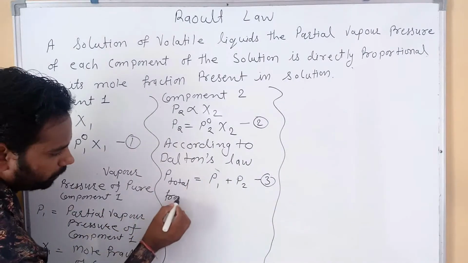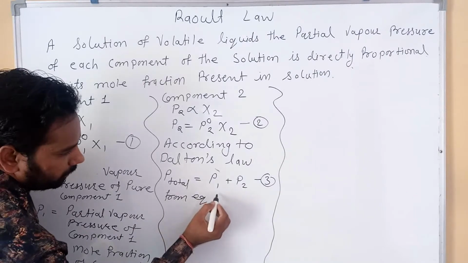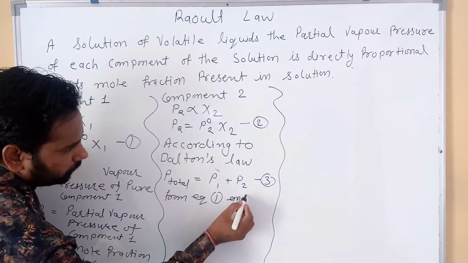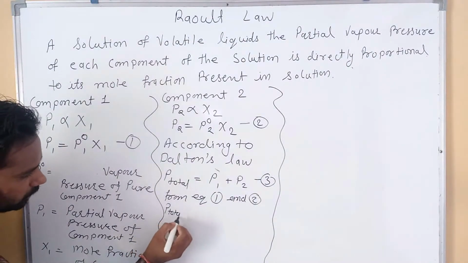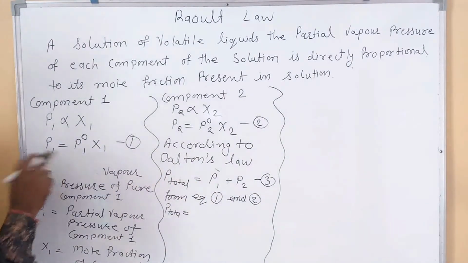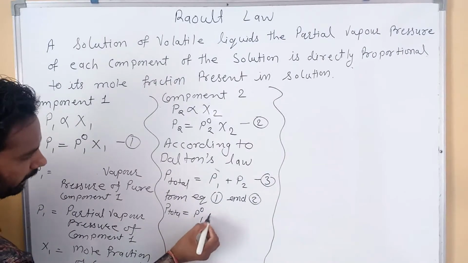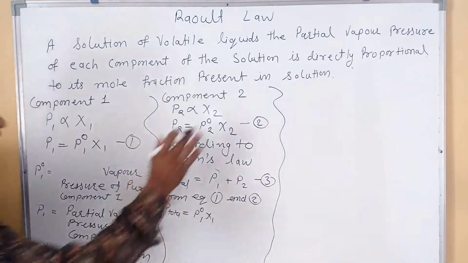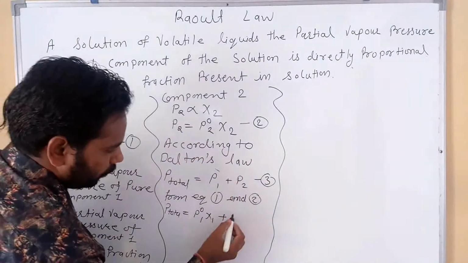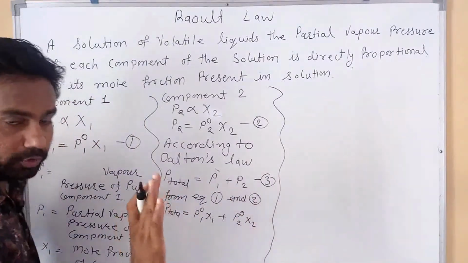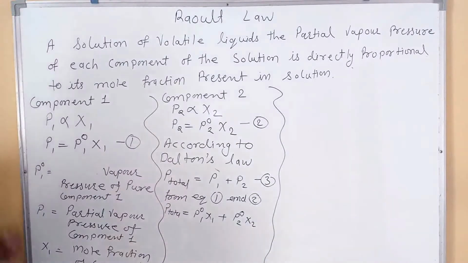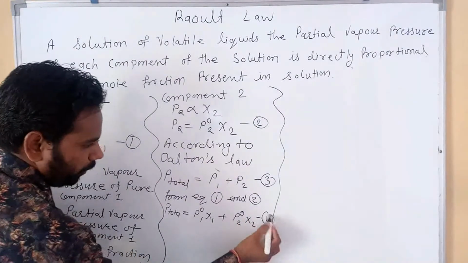So from equations 1 and 2, put here P total is equal to P1, where P1 is P01 X1, plus P2, which is P02 X2. Any doubt? Again in this equation we put equation 4.